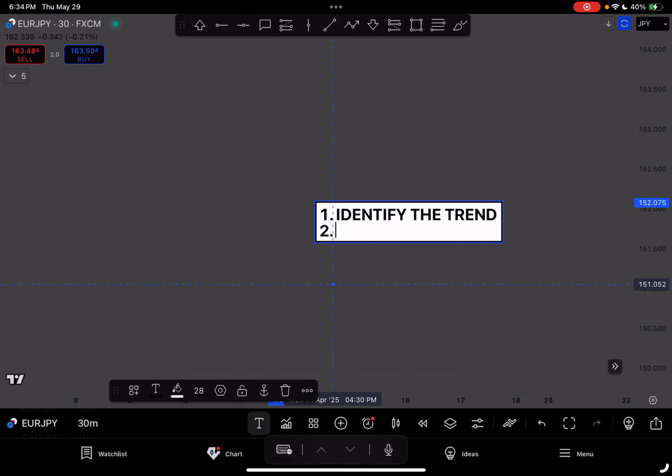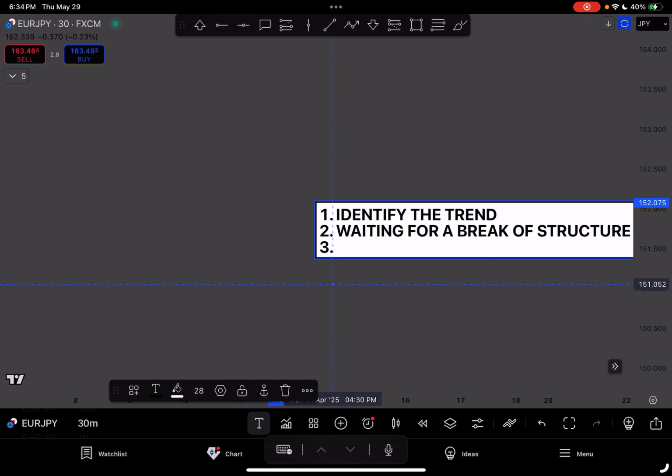Second thing I'm trying to do is I'm waiting for a break of structure, right? So if I'm in an uptrend, I'm waiting for a break of a high. So this is a buy example. We're gonna edit that later. Once the market begins to pull back, you want to draw.